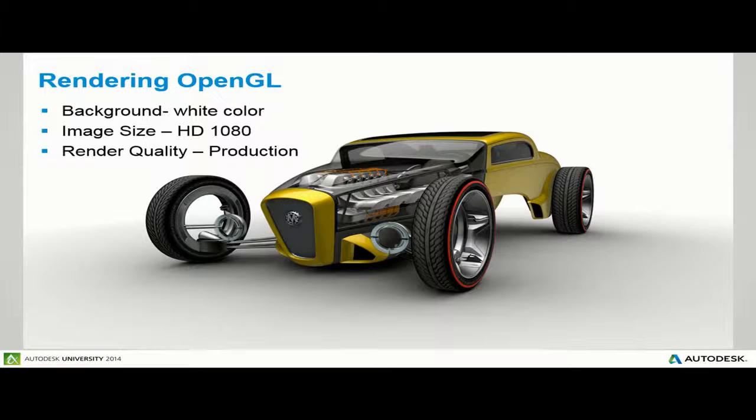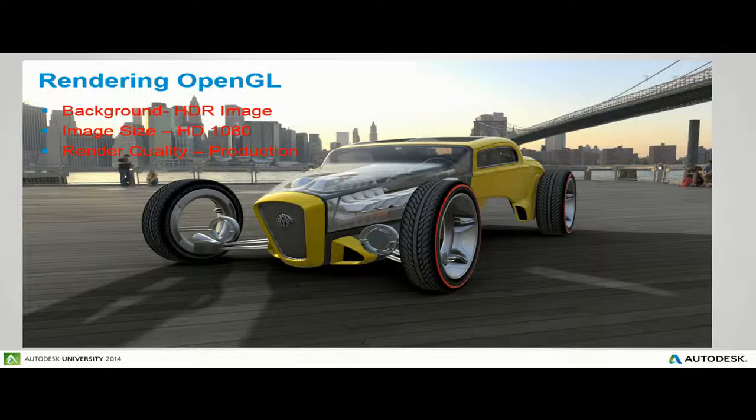It can be low draft quality, production quality, or really high production quality. So this is OpenGL. With OpenGL, this is the rendering that was produced. I had set the background as an HDR image, this New York HDR image, and added a few lights here. It's again the OpenGL rendering method. So for that, this is the render.